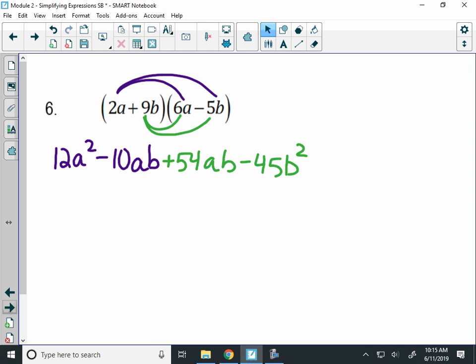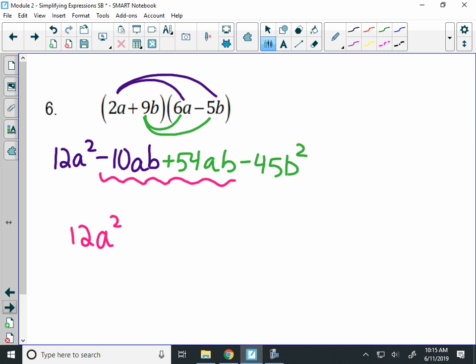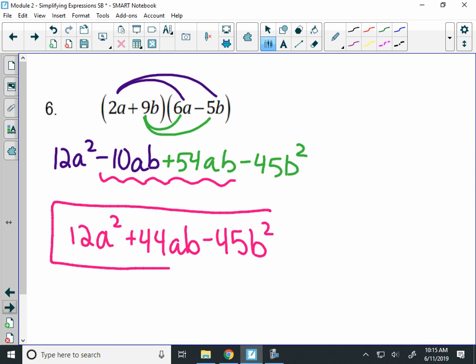Now, I can combine like terms here. Notice that the two middle terms are both ab. So those are actually going to combine. The 12a squared stays the same. -10 plus 54 is positive 44ab, minus 45b squared. Those are all your like terms combined.